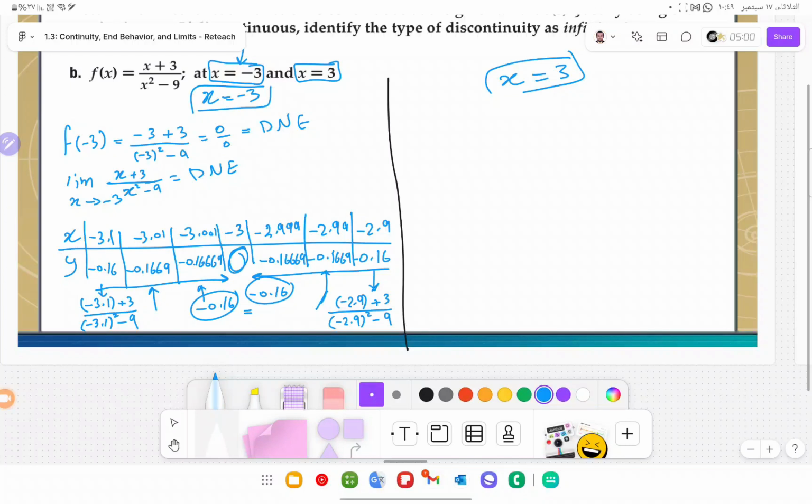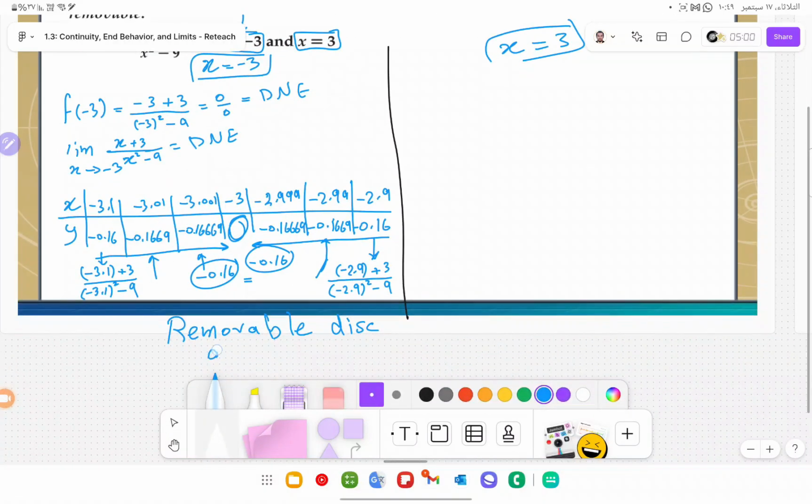So what do we call this discontinuity? Yes, it's removable. Okay, removable discontinuity. Let me write it here, at what? At x. Don't forget to mention the point, because we have 2 points, so you have to mention the 2 points. At x equal negative 3.